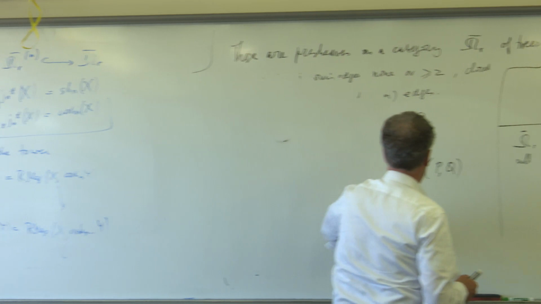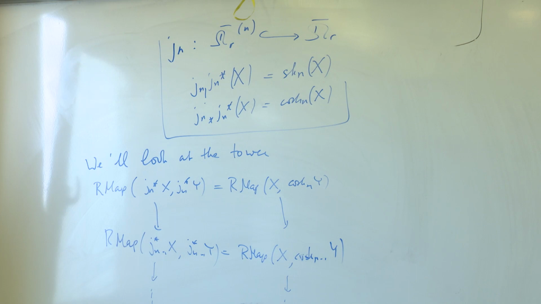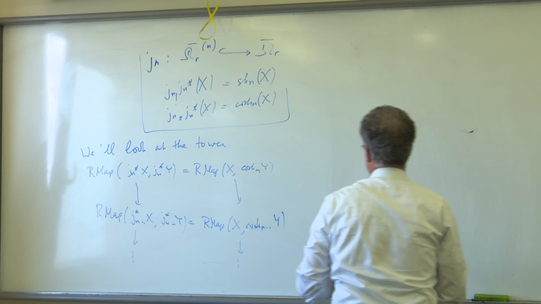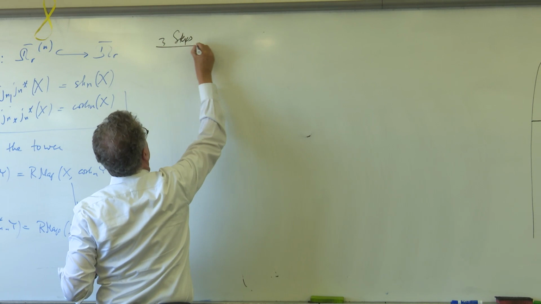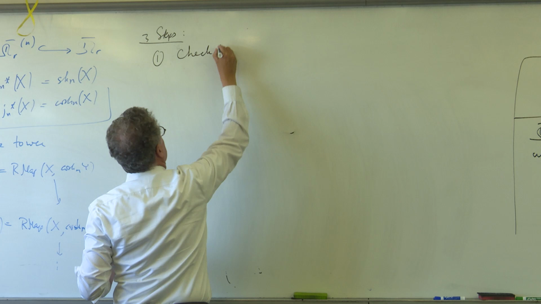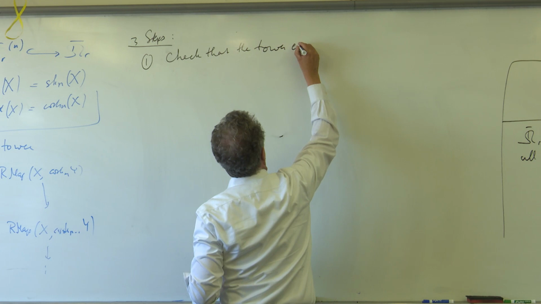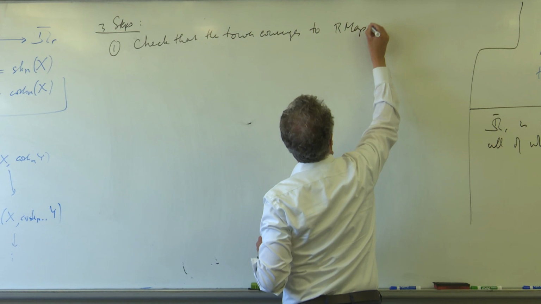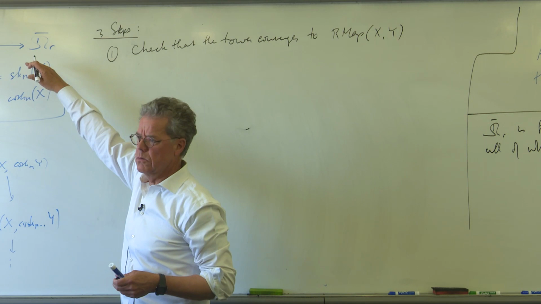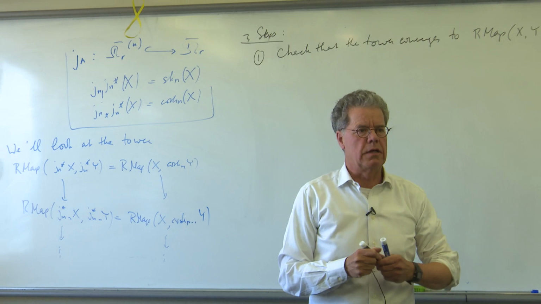So now the proof goes as follows. Three steps. The first step is to check that the tower converges to R map XY. If you take the limit or the homotopy limit, it depends a little bit on the model that you use, of this whole tower, you get R map XY. So it indeed approximates R map XY.